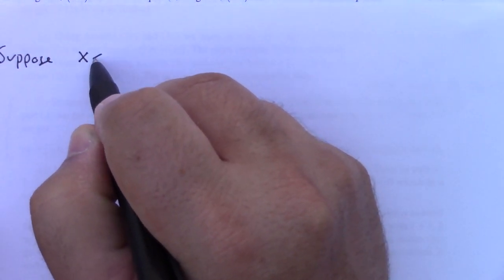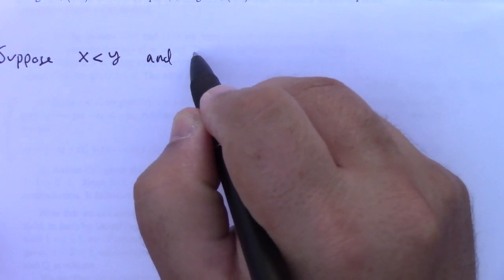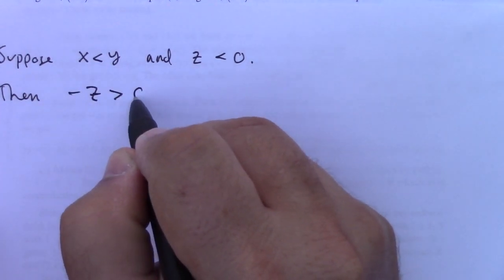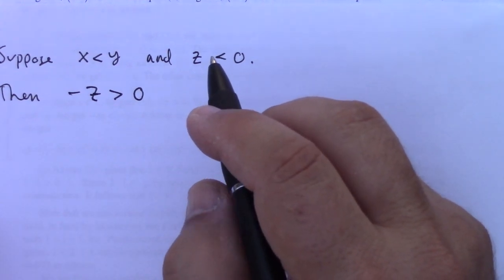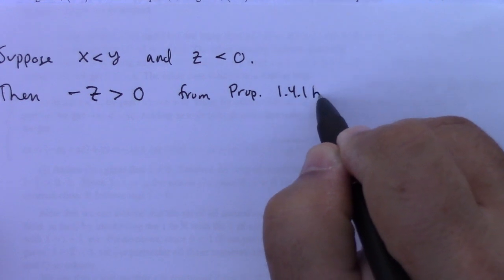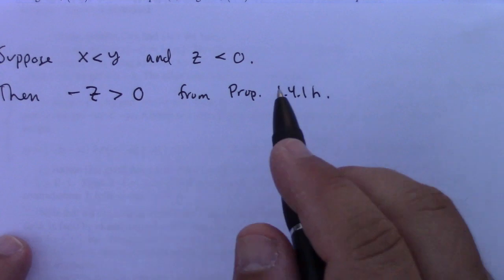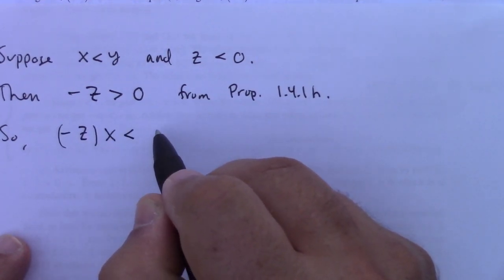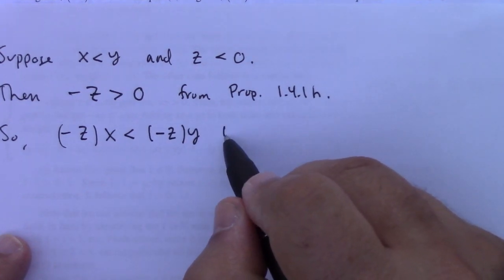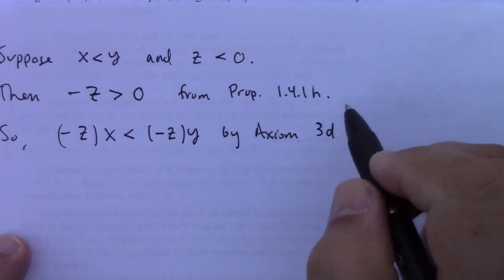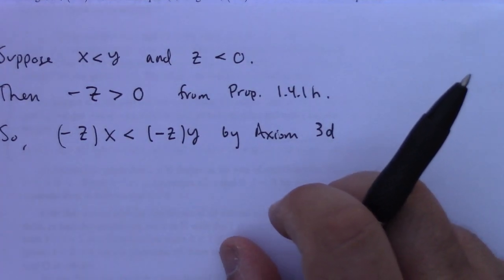Now let's start with, suppose x is less than y and z is less than 0. Then minus z is greater than 0. This is known from proposition 1.4.1h. So assuming we've already proved part h as we're trying to do part I, right? Then minus z times x is less than minus z times y. That's by one of the ordered field axioms, namely 3D, that we can multiply an inequality by a positive constant and preserve the inequality as you'd expect, all right?